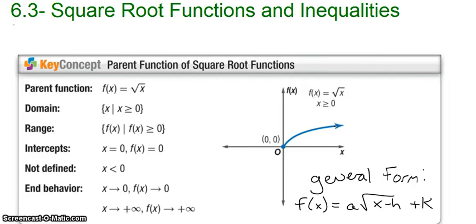Our general form should look fairly familiar. We have that a value that we've been seeing a lot, that minus h, which we have also been seeing, as well as that k. All of these do the same thing as they normally would. A still deals with whether it's going to face up or face down, and its vertical stretch. The h is still going to look like the opposite and tell us our horizontal shift, and our k is still going to be the regular vertical shift. So constants that we've seen and we're familiar with, just applied to a different type of function.